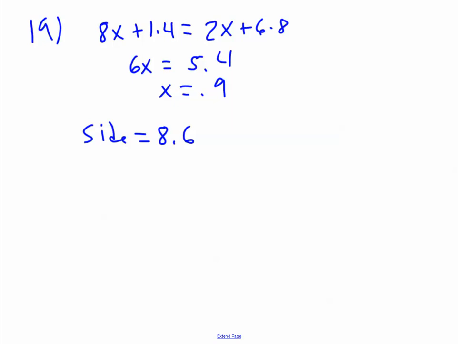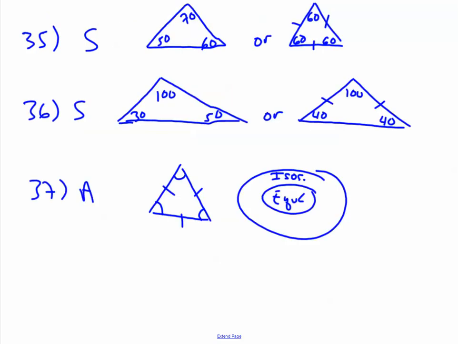6x goes into 54 nine times. Plug it back in to find the length of your side. Sometimes, always, never questions are my favorites. I love them. And I did some counterexamples for you. One where it's true, one where it's false.